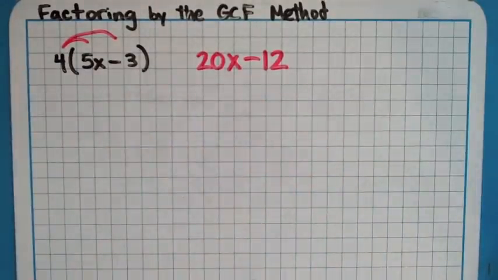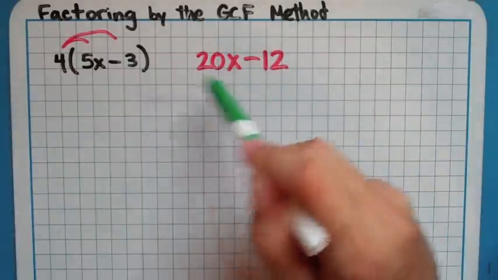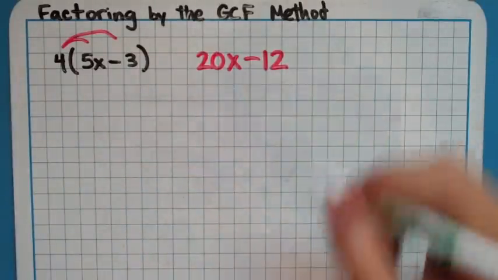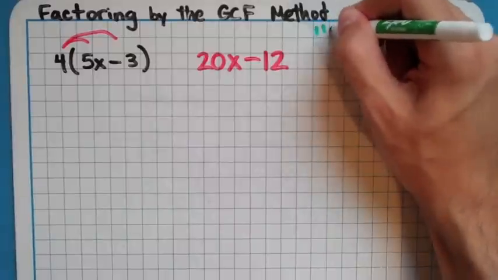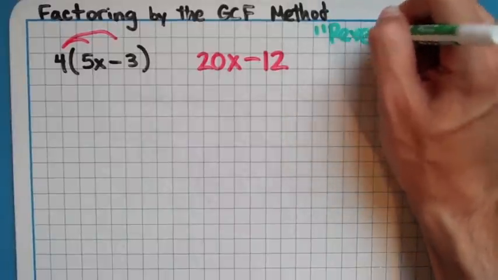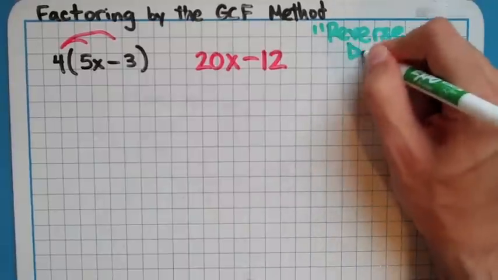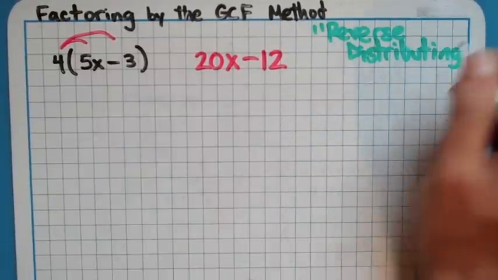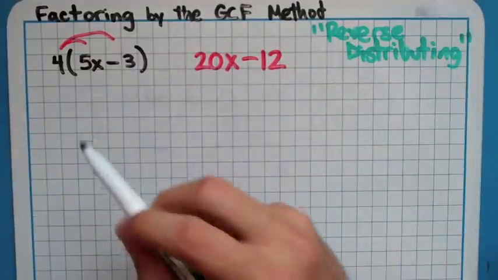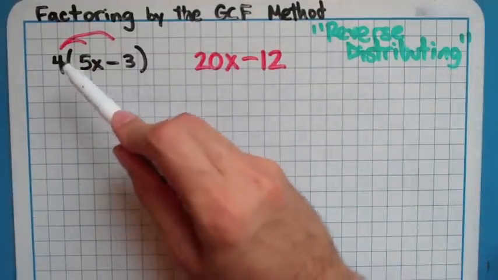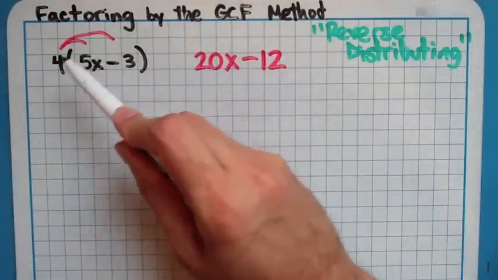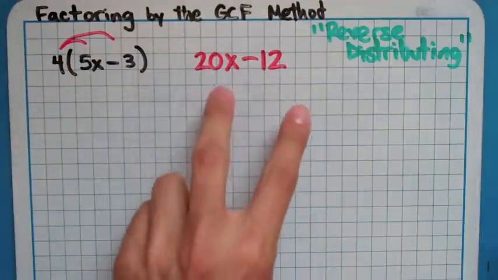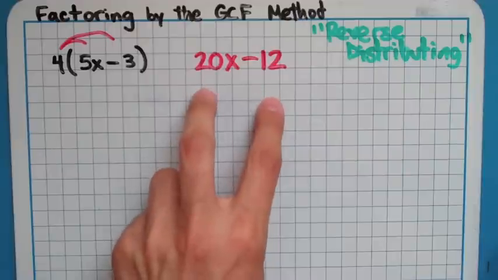But my question in this video is, how do I get from the red back to the black? How do you go in reverse from distributing? So when I think of the GCF method, I'm thinking about reverse distributing. So when you distribute, you basically multiply a number on the outside into the problem. Same number gets multiplied against each part. So what I'm going to think about right here is what number goes into both parts. What could I have already multiplied in?